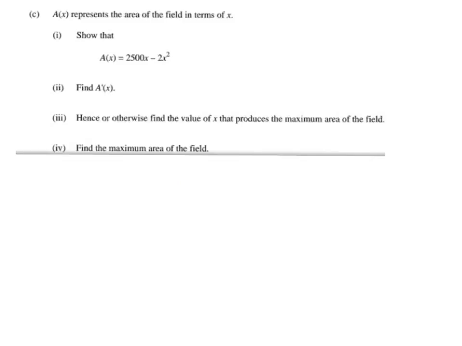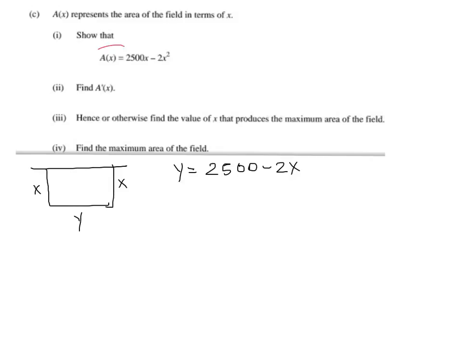Okay, so we're ready to move on to part C. You may recall from our previous slide that y was equal to 2500 minus 2x. You may also recall that the diagram that we had was x, x, and y. Alright, so now we're being asked to show that the area of our fence is 2500x minus 2x squared. Again, since that's a show that question, we know that we want an ultimate answer of whatever they're asking us to show. So our ultimate answer will be 2500x minus 2x squared.